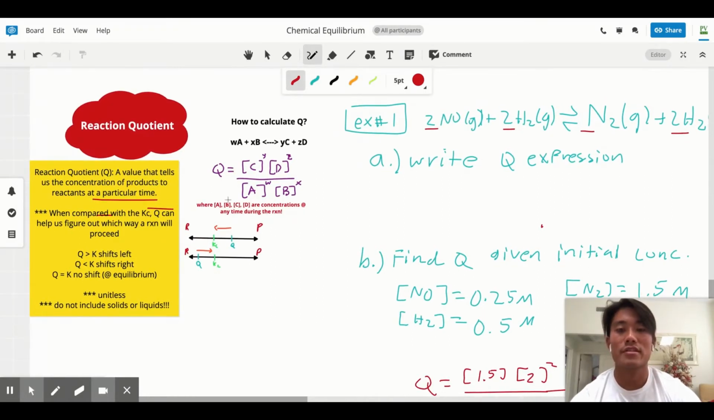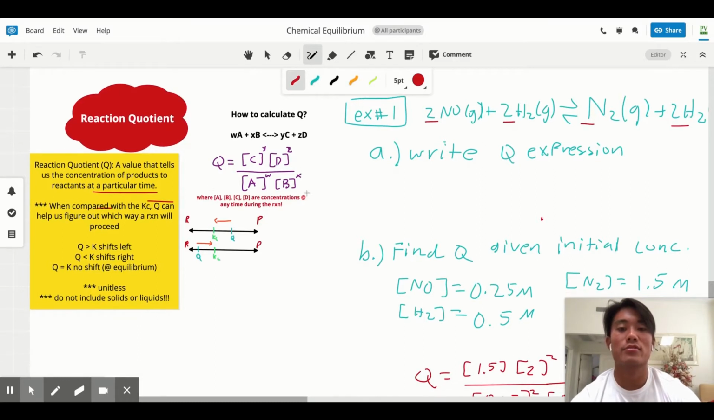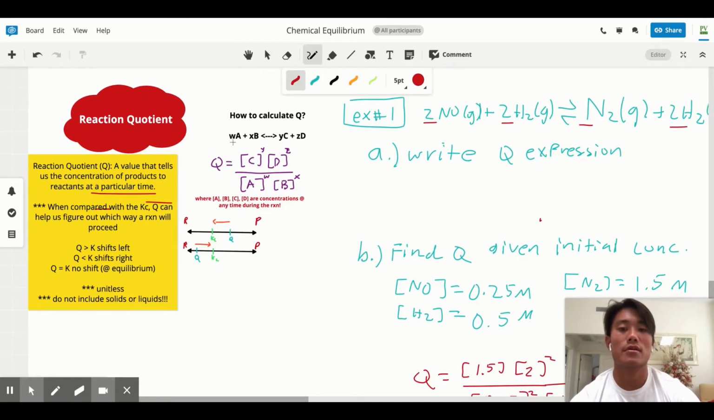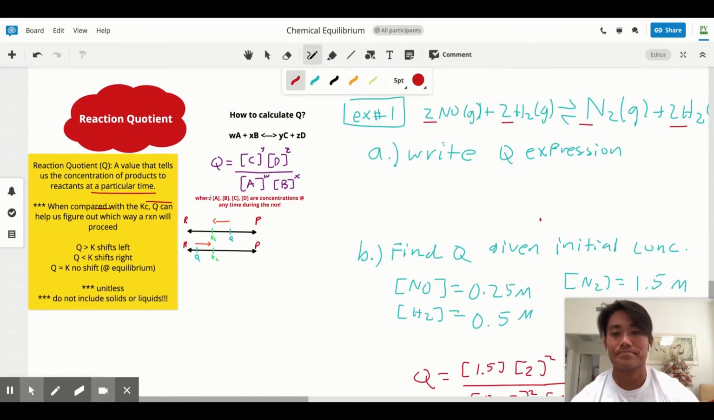And if you notice here, the way that Q is defined mathematically is identical to the equilibrium expression K. You're going to write out your products on top over the reactants on the bottom. And of course, you're going to include your coefficients as the exponent of the molecules. And again, I wrote here that A, B, C, and D are concentrations at any time during the reaction.